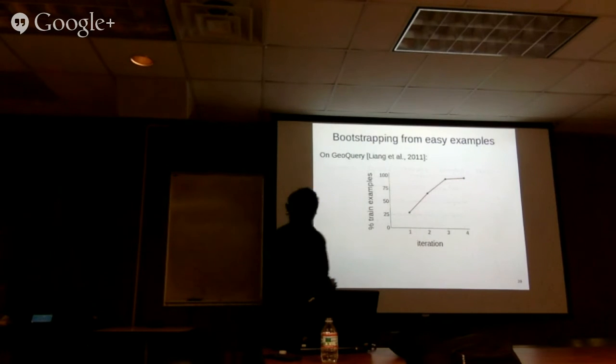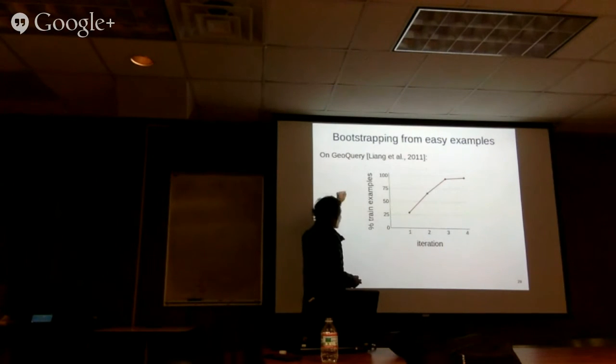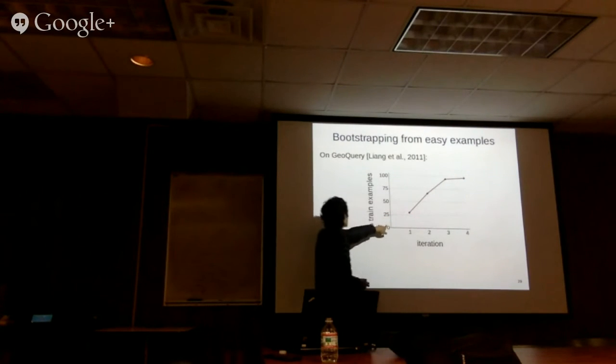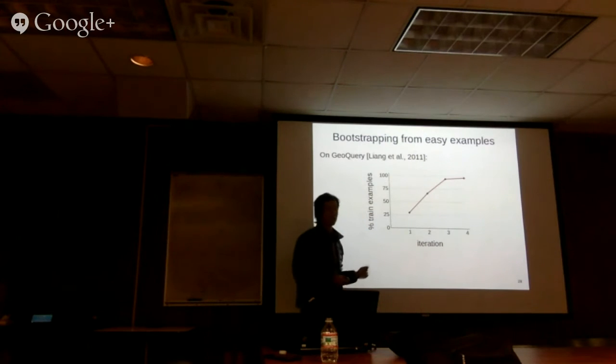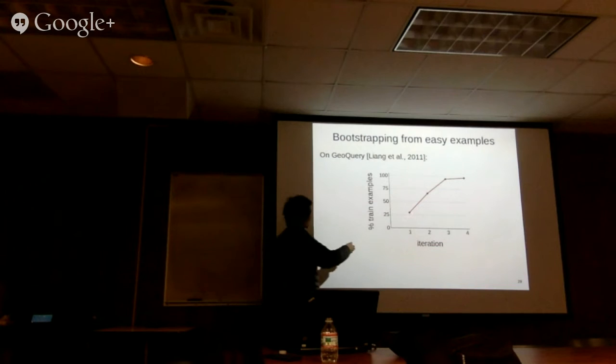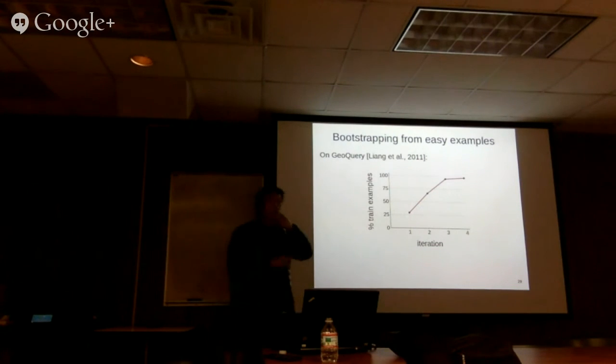So, I mean, empirically, this is on a US geography data set. Over the number of training iterations, this is measuring what fraction of the training examples you can actually get anything that reaches the answer. And this number is abysmal, 25, and it goes to 100.